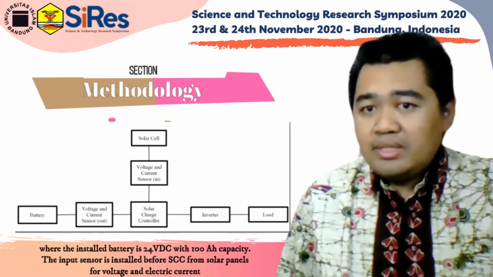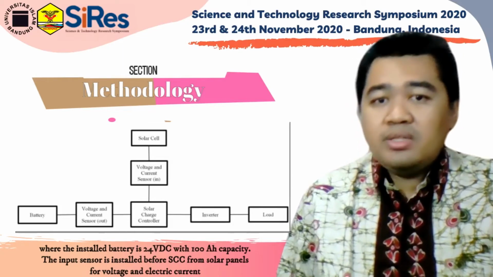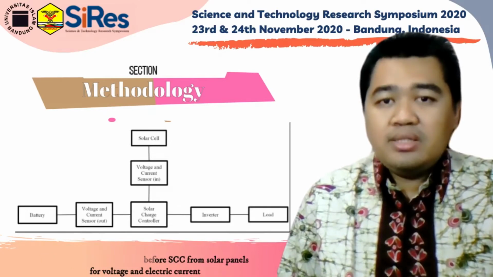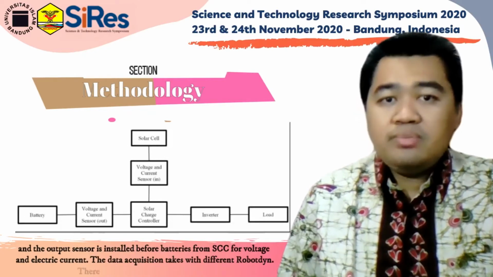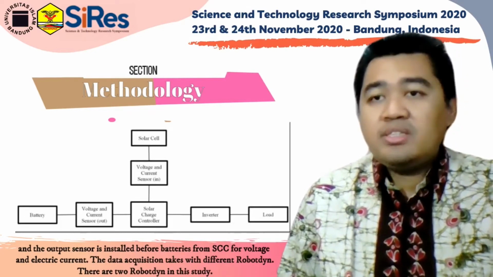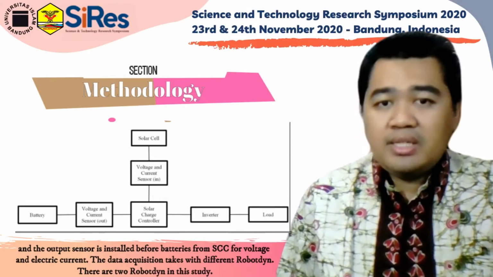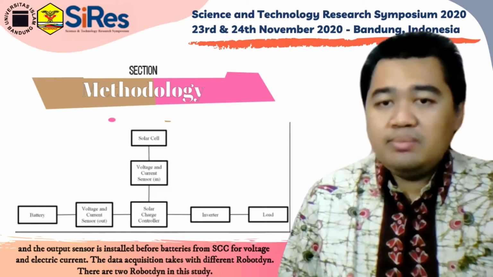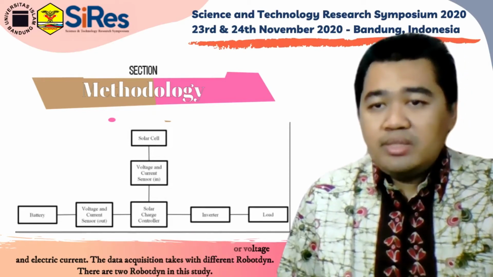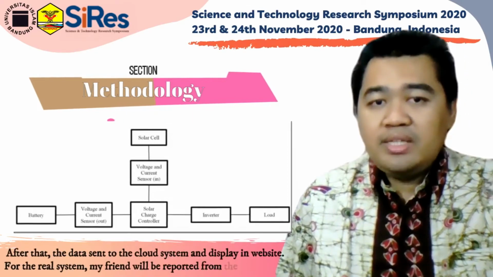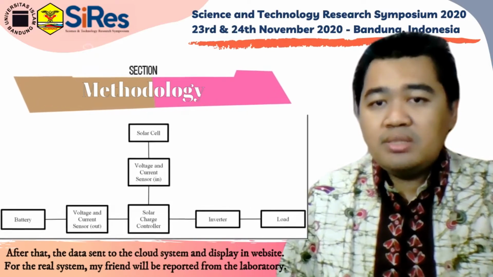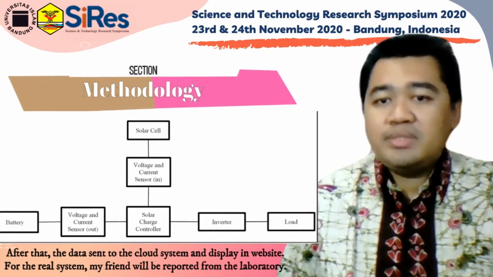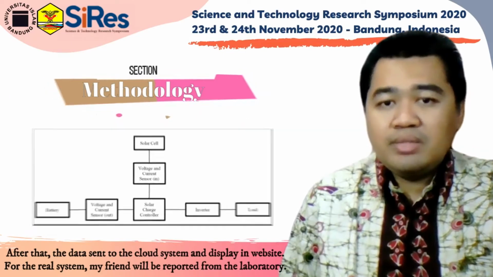The input sensor is installed before the SCC, from the solar panels, for voltage and electric current, and the output sensor is installed before the batteries, from the SCC, for voltage and electric current. The data acquisition is done with different Robotdyn. There are two Robotdyn in this study. After that, the data is sent to the cloud system and displayed on a website. For the real system, my friend will report from the laboratory.